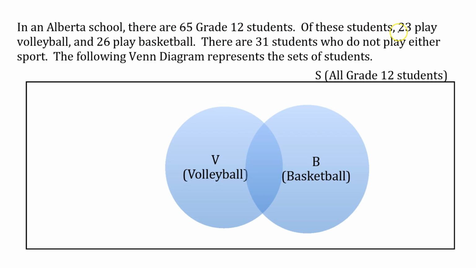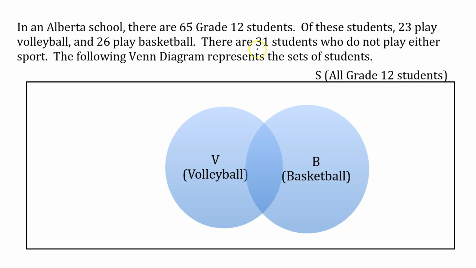Of these students, 23 play volleyball and 26 play basketball. There are 31 students who do not play either sport. The following Venn diagram represents the sets of students. Now, you have this set right here. This is our universal set. This is the set of all grade 12 students.